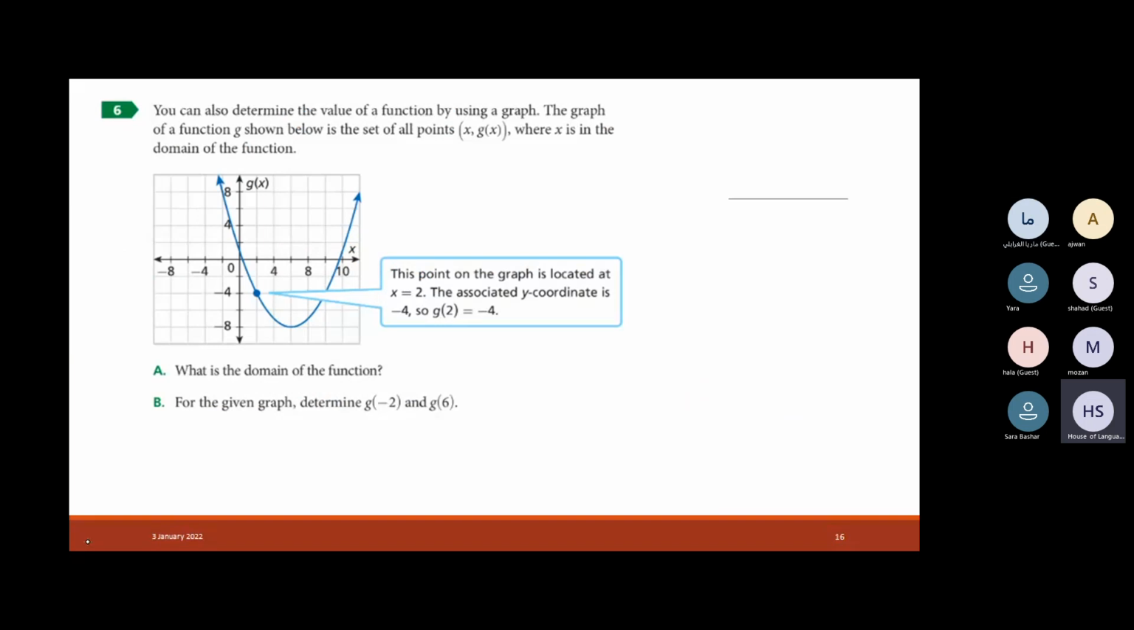Just a minute, please. Let's go back here now. Find g of negative 2. How do I find g of negative 2? First of all, where is negative 2? It's here. Here is negative 2. Now, I want to draw a line to intersect the blue curve. Where is the blue curve at negative 2? Is it up or down?